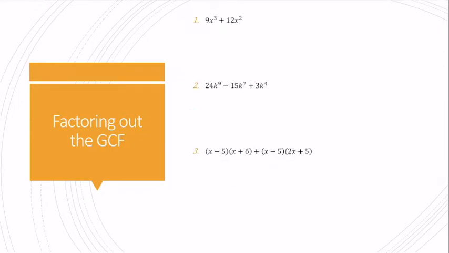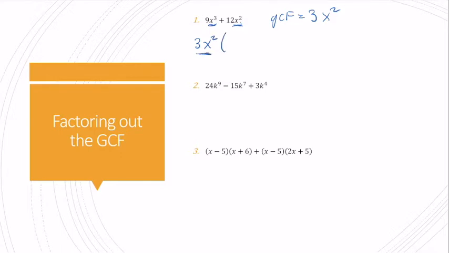So if I have 9x cubed plus 12x squared, again, the first thing I want to do is look at my coefficients. So what's the greatest common factor of 9 and 12? Well, that's going to be 3. Then I have to say, what's the greatest common factor of x cubed and x squared? So if I have the same variable, the greatest common factor is going to be to the lowest degree. So that would be x squared. So I've got 3x squared.